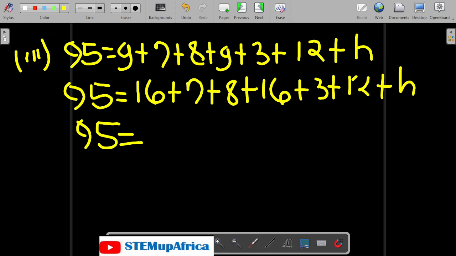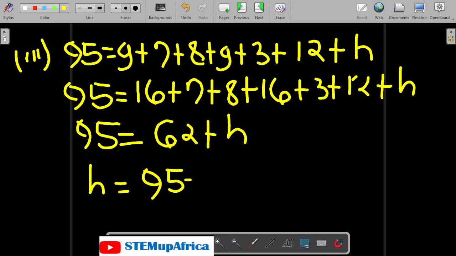So I have to add up all the numbers except h. 16 plus 7 plus 8 plus 16 plus 3 plus 12. That is 62 plus h. So I collect items from here. My h will give me 95 minus 62. What would that give to us? That will give us 33.